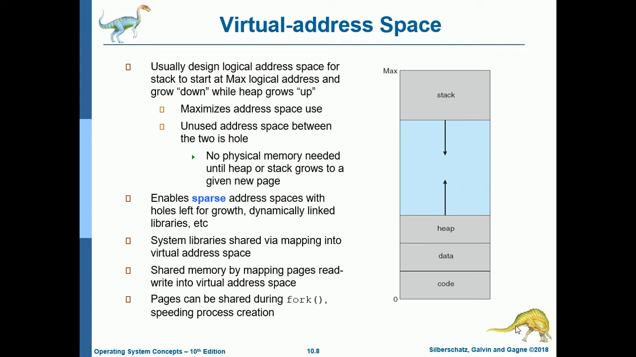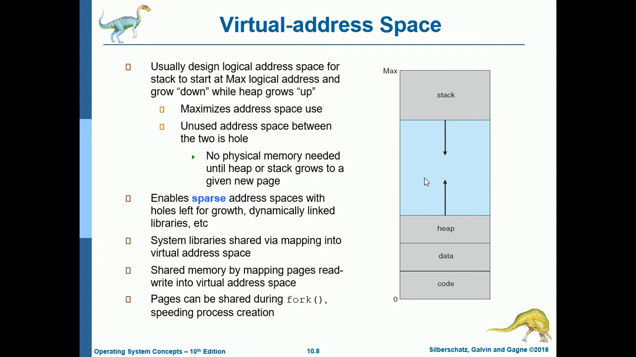So the stack grows down while the heap grows up. That's why we have an arrow here for the stack. It grows down and then the heap grows up, so it maximizes address space use. Unused address space between the two is a hole. So this is the hole. No physical memory is needed until the heap or stack grows to a given new page.